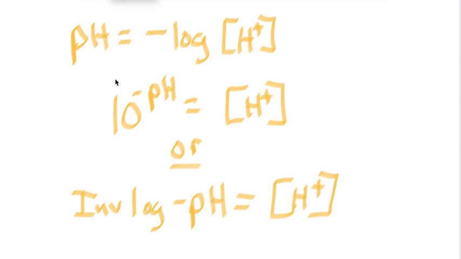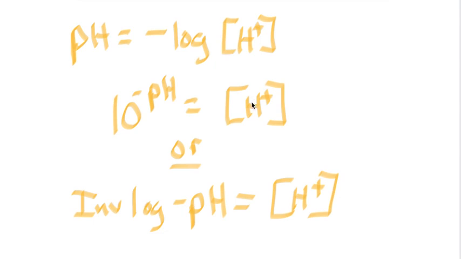And lastly, you've learned that you can use the pH equation, pH equals the negative log of the hydrogen ion concentration, to solve for hydrogen ion concentration if you're given the pH. So if you're given the pH in a problem, you simply have to take the inverse log of the negative pH to solve for the hydrogen ion concentration.